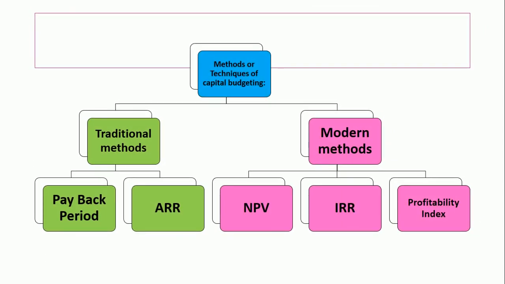Methods or techniques of capital budgeting. There are two methods, traditional methods and modern methods. Traditional methods consist of payback period and accounting rate of return. Modern methods consist of net present value method, internal rate of return and profitability index. I already explained this theoretical concept in the previous videos.